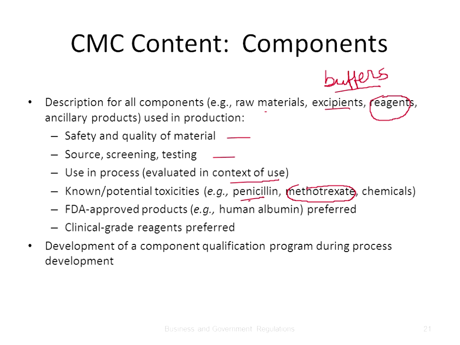Usually you prefer to use products that have already been approved by the FDA. So for example, albumin is often used as a carrier in the drug product. So you use albumin along with your product. So since the FDA has already approved that in many products, it's easier to get approval if you use things that have already been approved. And you prefer to use clinical grade reagents whenever you can. Okay, but it may not always be possible.